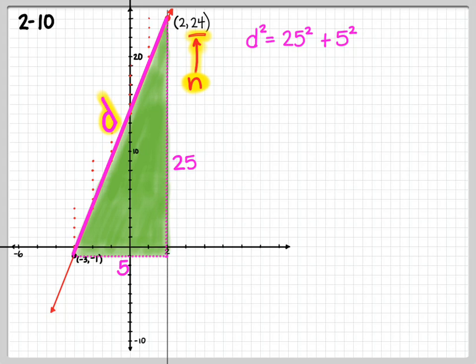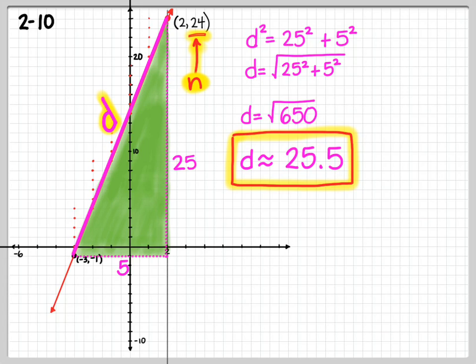Well, the distance would be the hypotenuse of that right triangle, so I use the Pythagorean theorem, taking the square root of both sides to find the actual distance. And the Pythagorean theorem and the distance formula for 2 points on a line are related. So we've got the Pythagorean theorem here. This is the distance formula where it says the distance is equal to the square root of the change in my y's squared plus the change in my x's squared. And I got the change in the y's here and the change in the x's here. So I find that the distance is the square root of 650, which with a calculator is approximately 25.5.